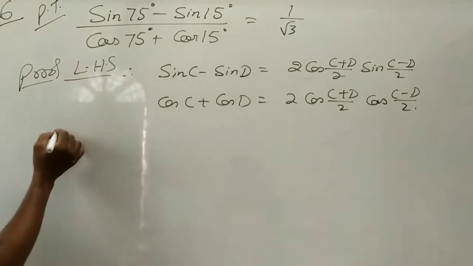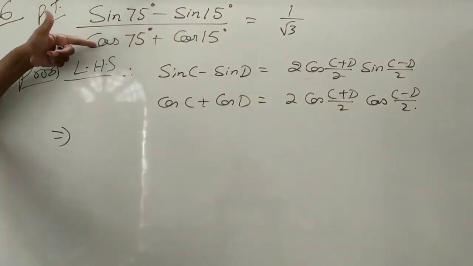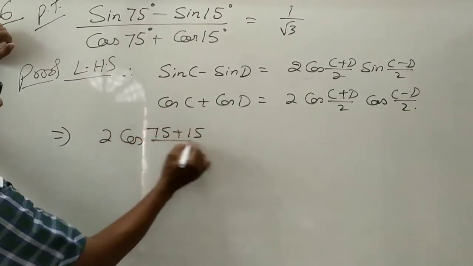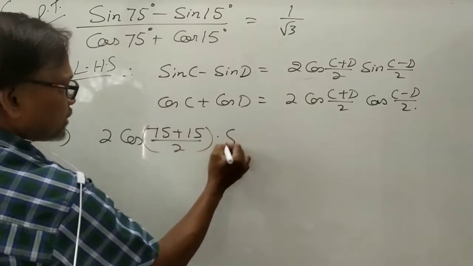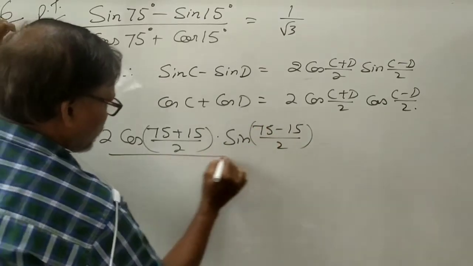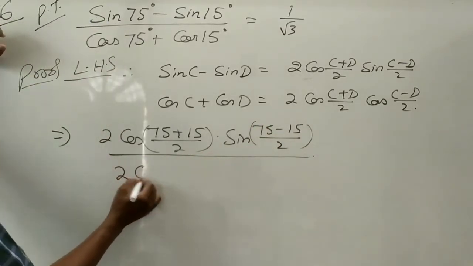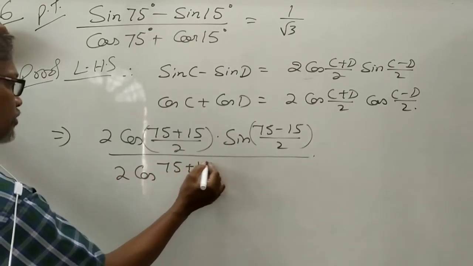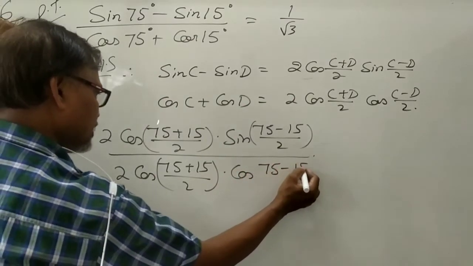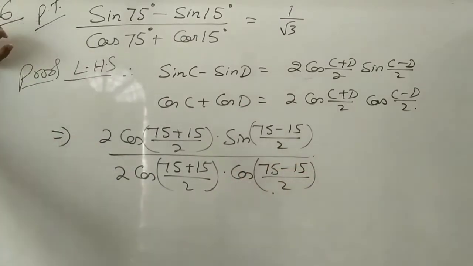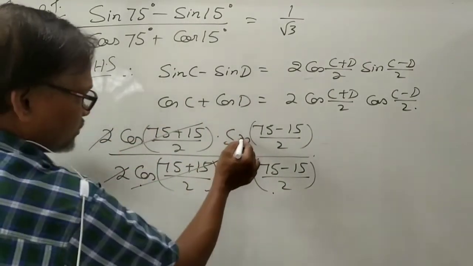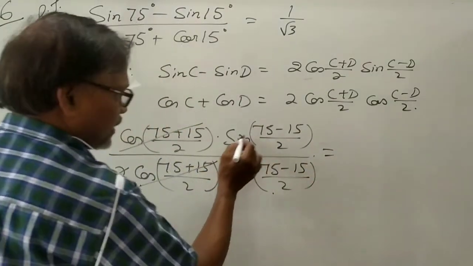So use these two formulae in the left hand side, in the numerator and denominator. So it will be 2 cos (75+15)/2 sin (75−15)/2 upon 2 cos (75+15)/2 cos (75−15)/2. अब देख सकते हैं ये 2 कैंसिल, this full cancel क्योंकि ये दोनों सेम है, but this will not be cancel, और you can write sine this the same.